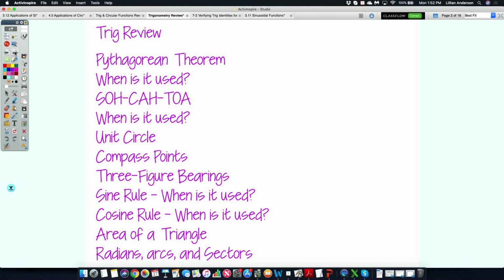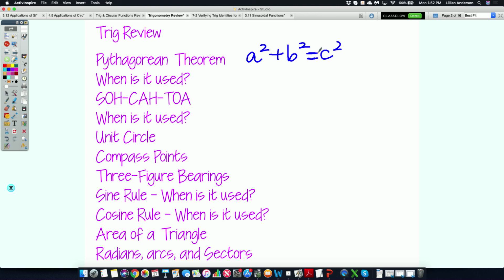First off, Pythagorean Theorem. What is it? A squared plus b squared equals c squared. And when do you use it? Finding a hypotenuse. You can use it to find the hypotenuse of a right triangle, but you can also use it to find any side, really and truly, as long as you know the other two sides. As long as you know 2 out of the 3 sides, you can use the Pythagorean Theorem to find that third side, but it has to be a right triangle.